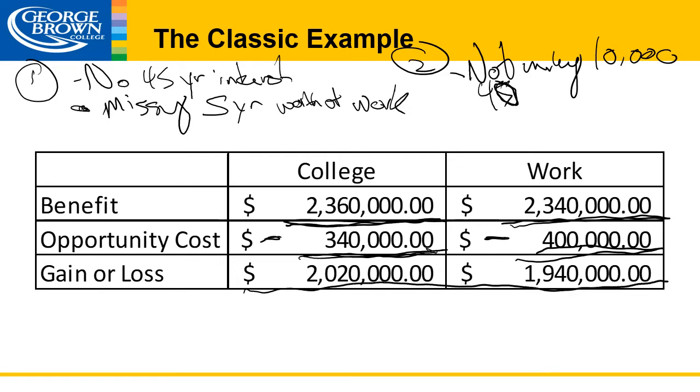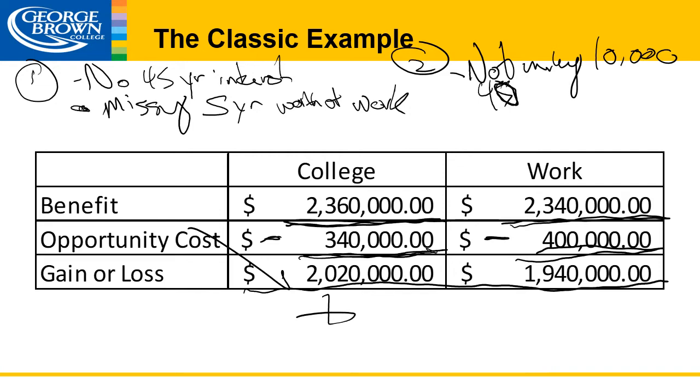In this case, it shows that going to college, based on the opportunity cost and the benefit, has the higher net gain. Both have gains, don't get me wrong, but going to college has the higher net gain. Okay.